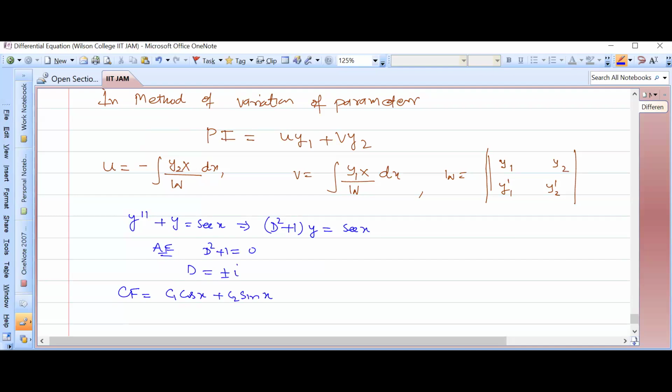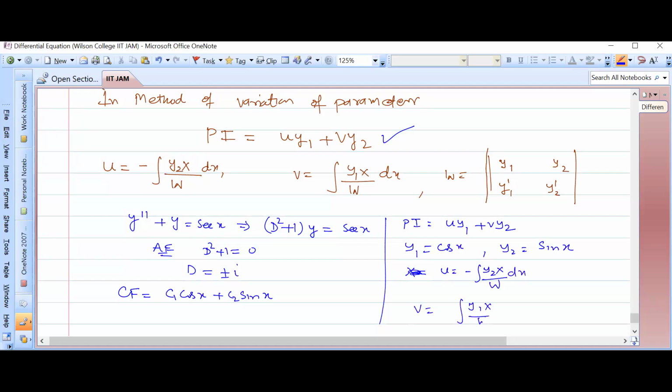Yes, sir. This is the standard result. Now, if you apply the method of variation of parameters, then the particular integral can be written as u y1 plus v y2. Here y1 is cos x, y2 is sin x, and capital X is the right-hand side. So u equals minus y2 capital X upon W, and v equals y1 capital X upon W.